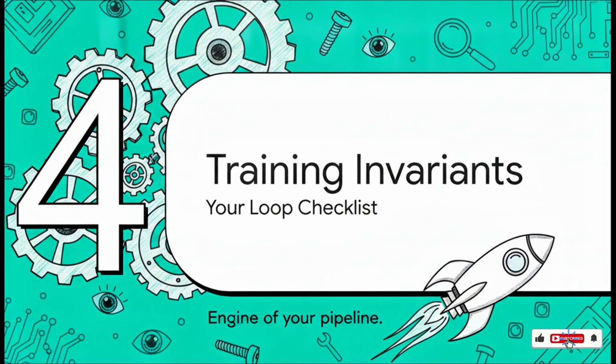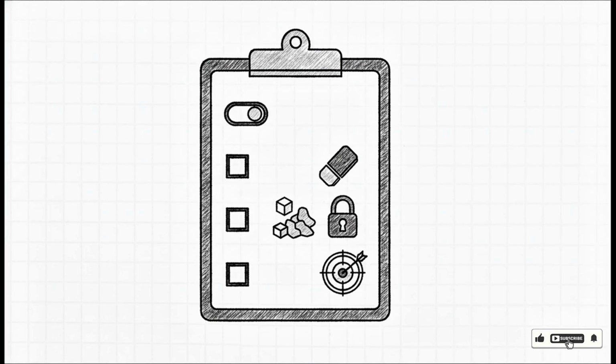Let's hit Section 4, the 5 training invariants. Consider this your definitive loop checklist. Okay, so we fixed the data and we fixed the loss. Now let's look at the training loop itself. This is the engine of your pipeline, and here is the checklist of 5 non-negotiable invariants to keep it from blowing up.